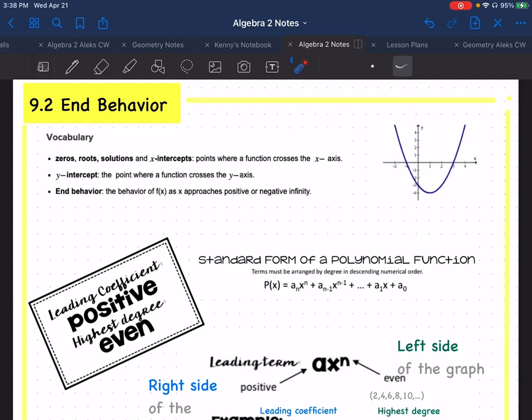Today's lesson is 9.2, End Behavior. If you take a look at any polynomial's graph, here is the example of a quadratic, because it's a parabola.